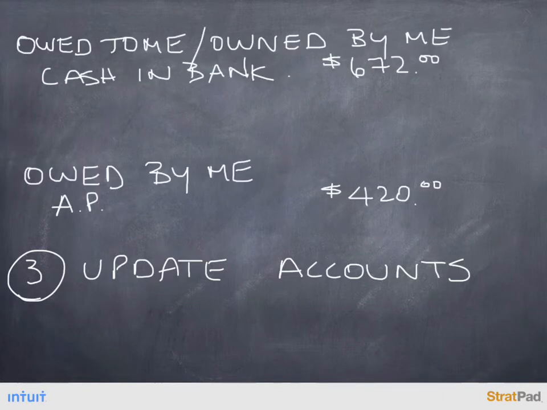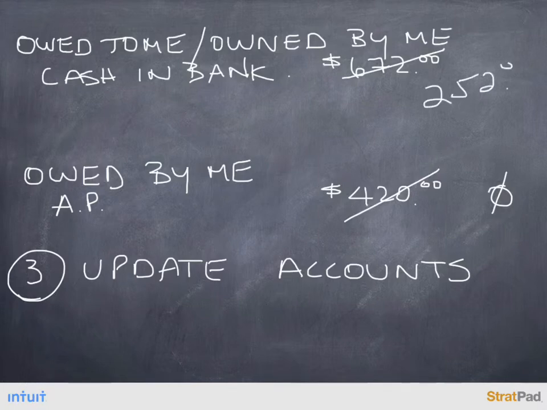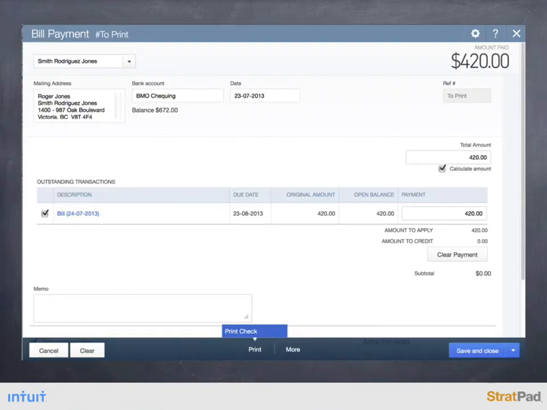And finally, I'm going to want to make sure that I update my bank records to reflect the check or checks that I've just written, and I also want to update my accounts payable to reflect that I don't owe that particular money. So for example, if we were going to pay that lawyer's bill of $420, then I would change this 420 to 0, and I would reflect that my cash in bank was now going to be $252.